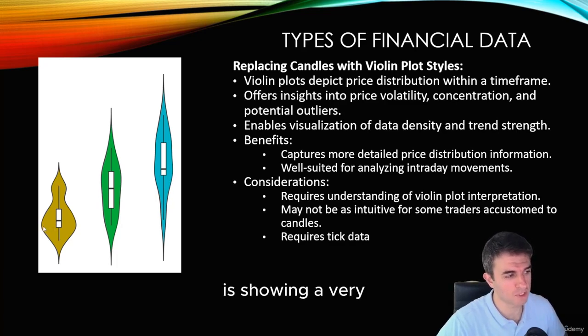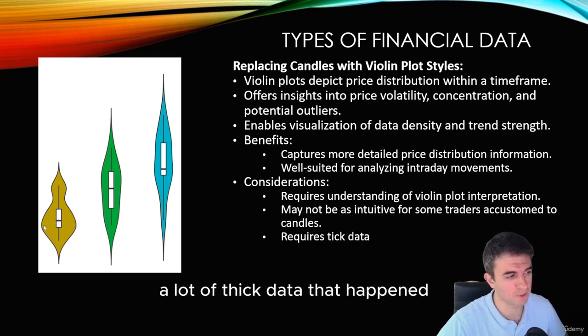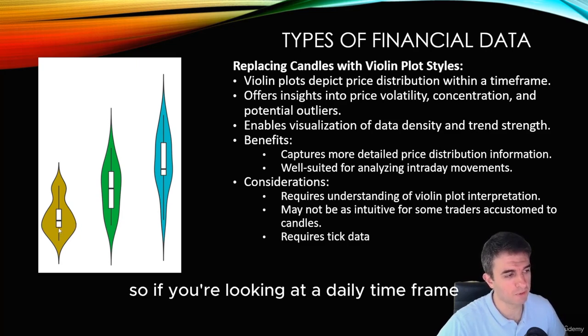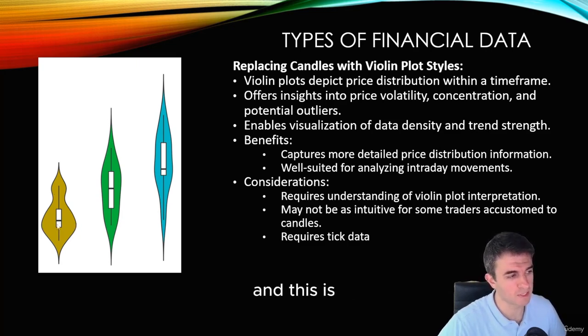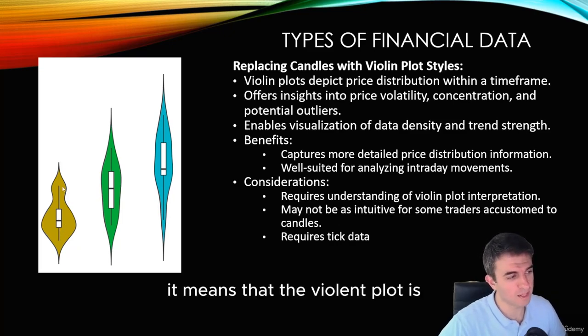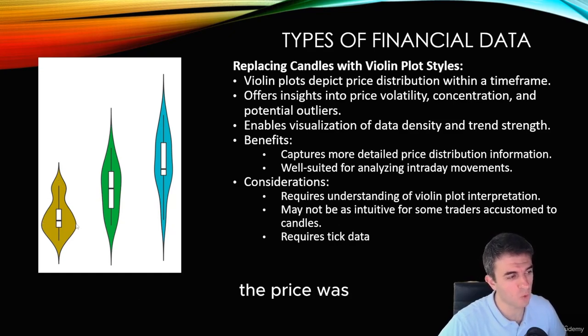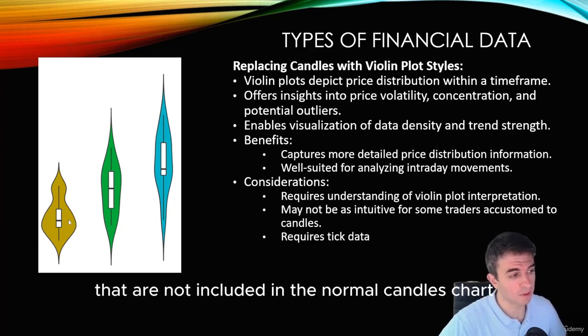So this one here, for example, is showing a very high thickness at this level, which means that we have a lot of points, a lot of tick data that happened on this level. So if you're looking at a daily time frame, and this is one candlestick representing one day, it means that the violin plot is adding this information, showing you where the price was trading during most of the day. So you're not omitting those details anymore. You're not skipping those details that are not included in the normal candle chart.